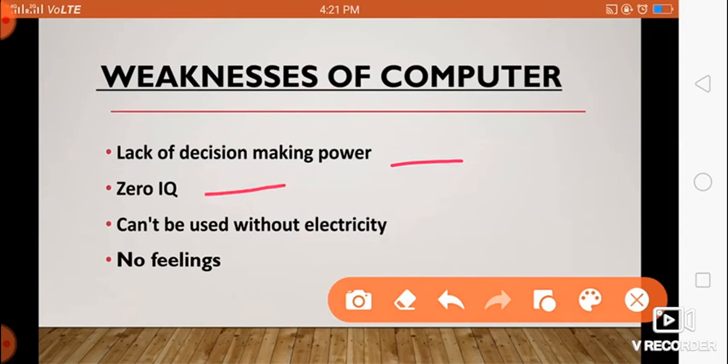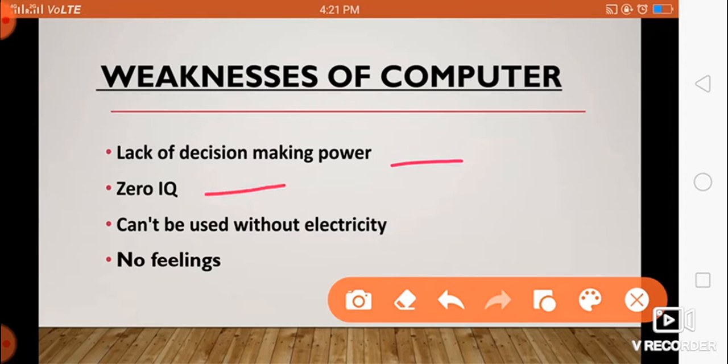It works on the programs which are fed inside the system. It works according to the set of rules which are stored in the computer. It works according to the software which is programmed inside the computer for doing any task. So it has zero IQ, and it cannot be used without electricity. Yes, and it has no feelings.